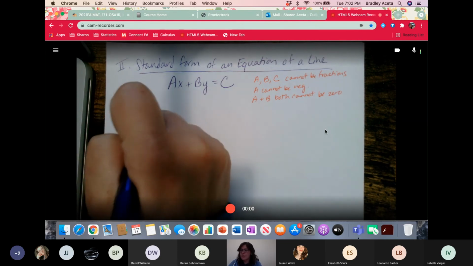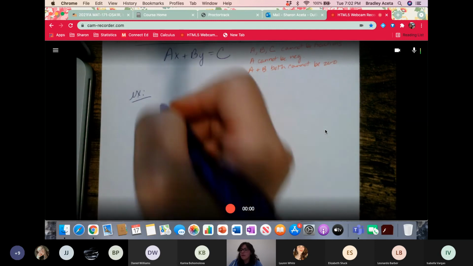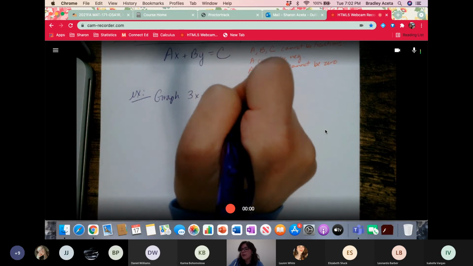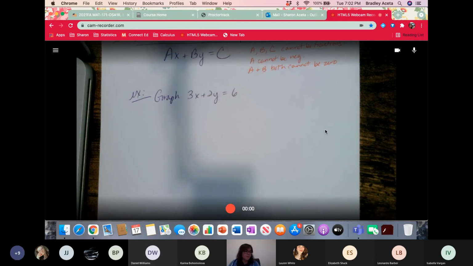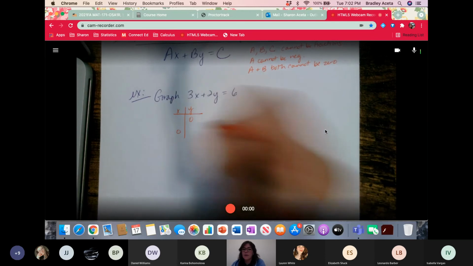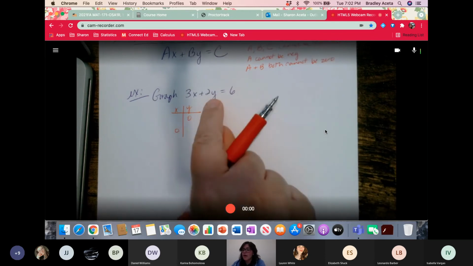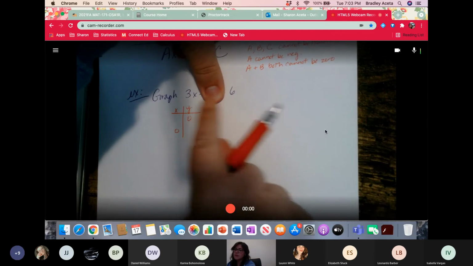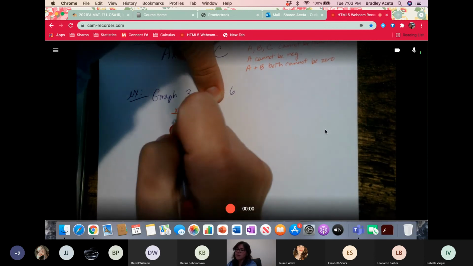So just to show you, they might write it like this. They might say, okay, graph 3x plus 2y equals 6. And I'm just going to show you two ways to do this right now, just to however you feel comfortable. You could graph the x and y intercepts. Plug a 0 in for y. That would get rid of this. And then just solve for x. Divide by 3, divide by 3. That would be a 2.